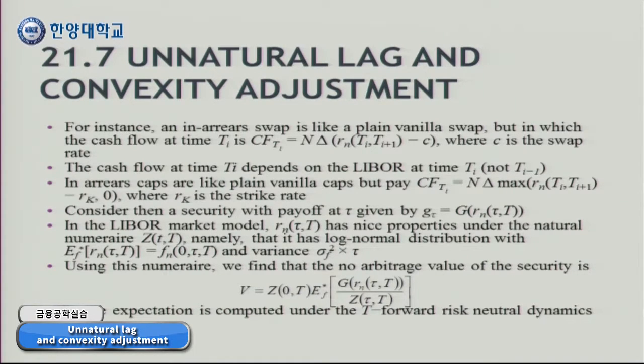So what we have to do now is, instead of simulating G, we simulate G over Z. But Z is actually easy. Whenever we simulate R, the idea is we simulate R_n(tau, T). We can simulate it because we know it has a mean of the forward rate and a variance from the forward volatility. Once you simulate R_n, you can also simulate the implied Z.